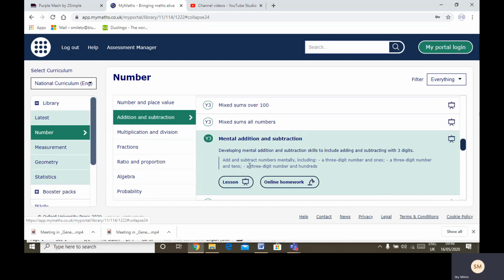So mental addition and subtraction means that you shouldn't use the column method. It should be that you can do it in your head. Now we've been doing that all week. You may have been using paper, and that is fine. But sometimes you might not have a piece of paper with you. You might be somewhere out and about. You might not get the chance to write it down. So it's a really good skill to develop your mental addition and subtraction.